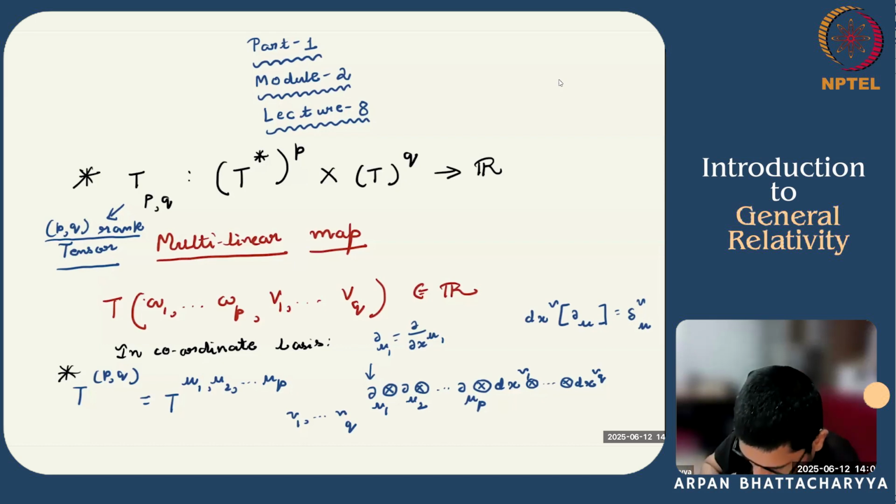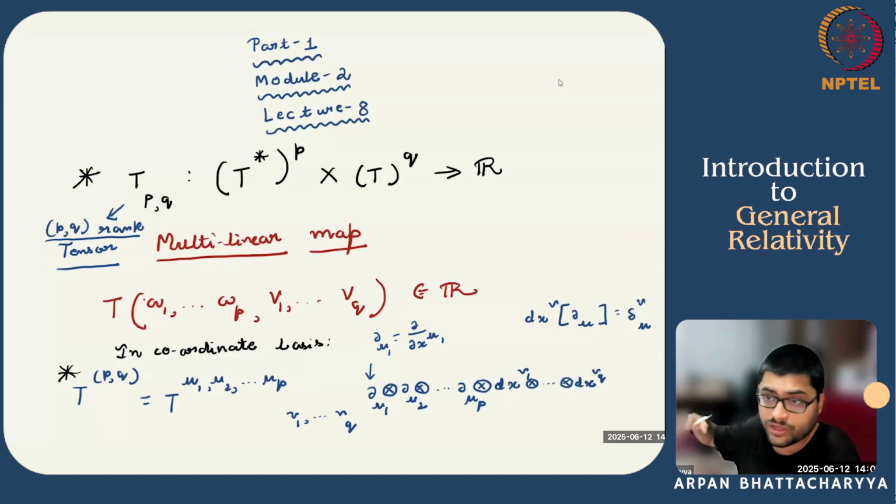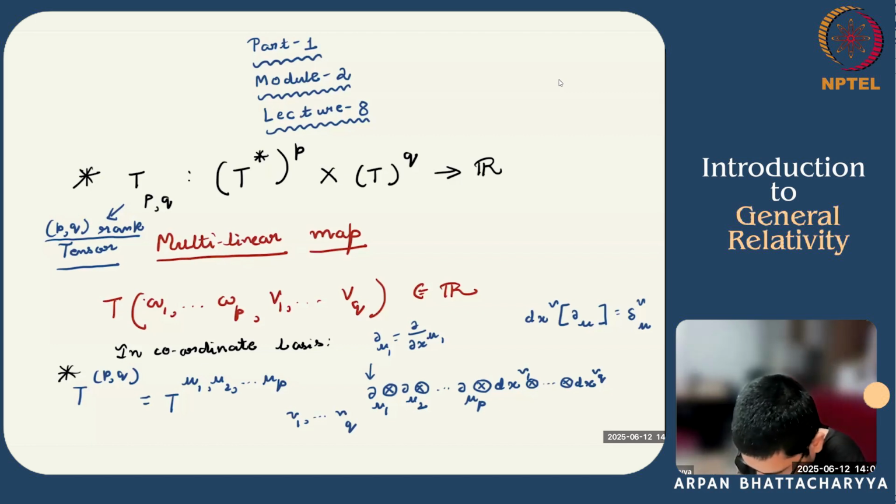So we introduced the notion of a (P, Q) rank tensor, which is defined as a multilinear map from P number of one-forms and Q number of vectors to a real number. You can think of this like a slot machine where in the first P slots you can put some one-forms, and in the next Q slots you can put some vectors, and it will give you a real number. And in the coordinate basis, you can represent this (P, Q) rank tensor by a component and a basis of this form.